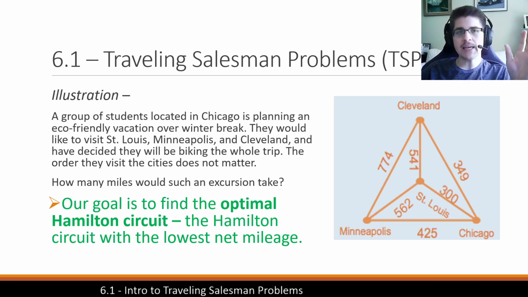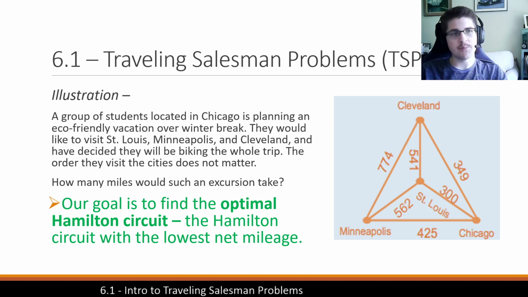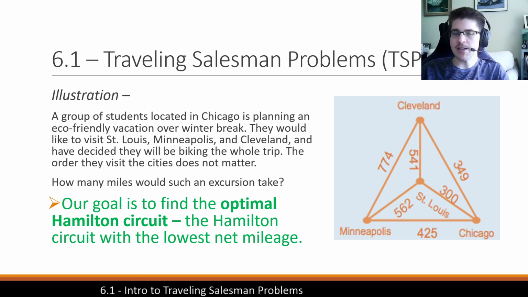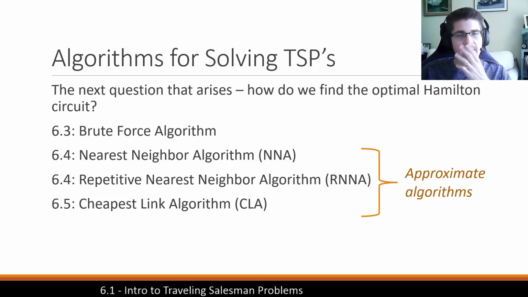And our goal in a traveling salesman problem is to always find an optimal Hamilton circuit, or to do it in a number of ways. And one of the difficulties with this chapter is that there's not always a definitive answer. Well, there is a definitive answer, but there's a lot of different ways that we're going to learn to go about finding them. So there's a few different algorithms, which are what each of the sections of the textbook focuses on. And what we're going to really focus on next is how do we actually find the answer?